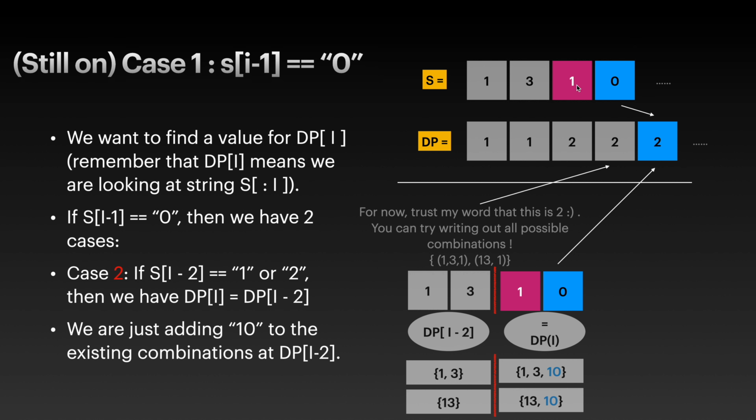And then for this case, when we are here, so dp of say 4, now we'll be just adding 10, right? But then notice that this doesn't change the number of ways we can decode this. We just add 10 to this existing set here, right? So we still have 2 ways of decoding this. So that's why we have an equal sign here: dp of i equals dp of i minus 2.